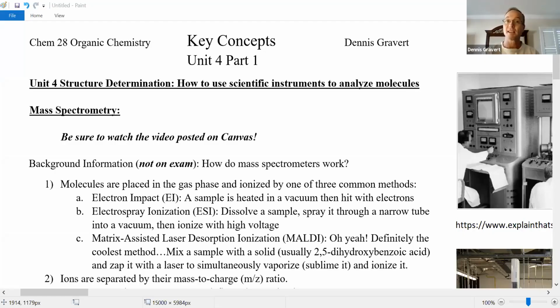Okay, so this begins key concept, unit 4, part 1. And the whole topic is all about structure elucidation or structure determination. So that's our goal for unit 4. If you want more background information, if you want to Google something, structure determination works, although I think you'll get more hits with structure elucidation. That's a more common term for doing this type of analysis.